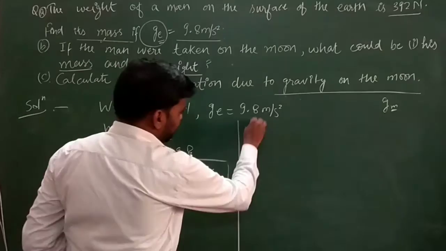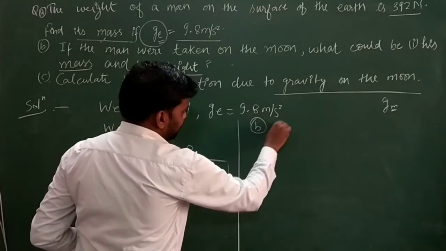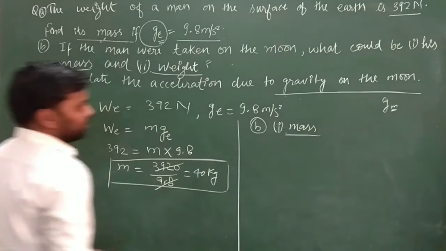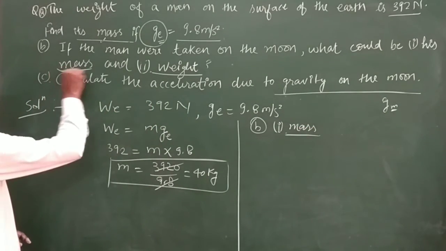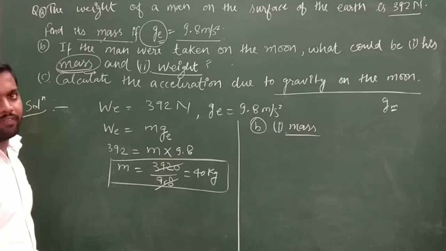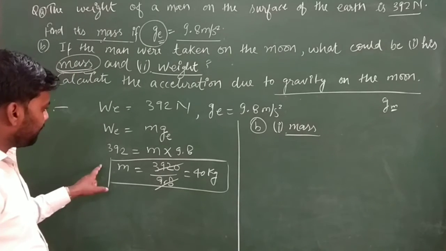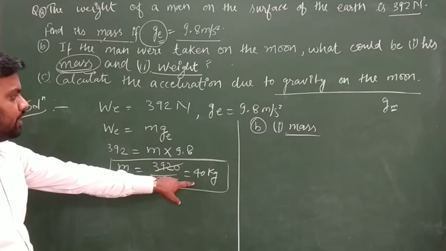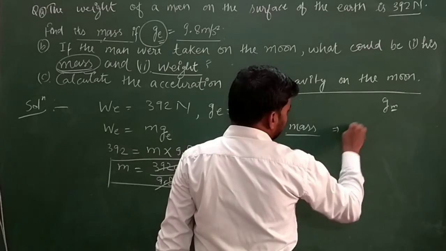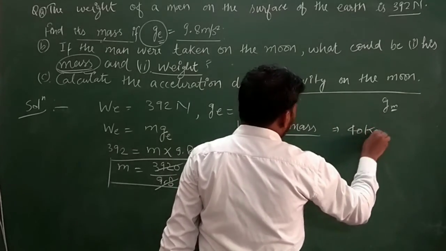So in part B, first portion, that is mass of the man on the surface of the moon, it will be constant. Okay students, because mass is always constant, it never changes itself. So if it is 40 kg on earth, then it will also be 40 kg on moon.